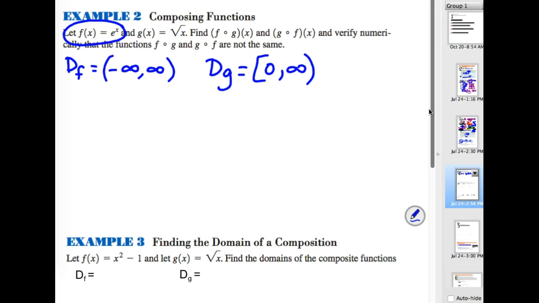All right, now let's look at the two compositions. The first one said to take f of g. I typically write it in the other format like this.